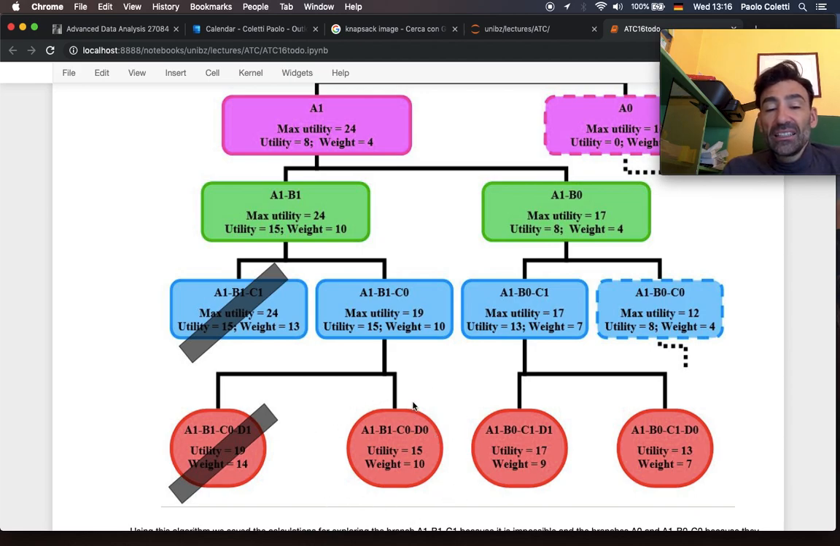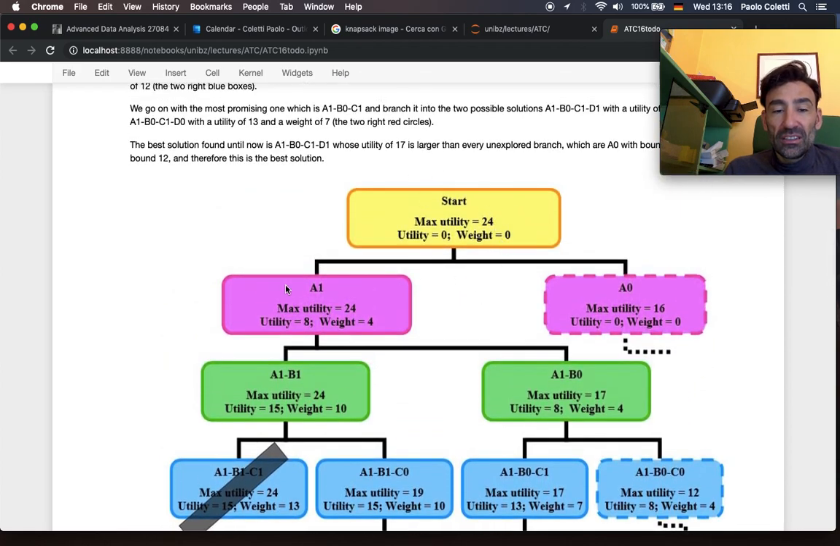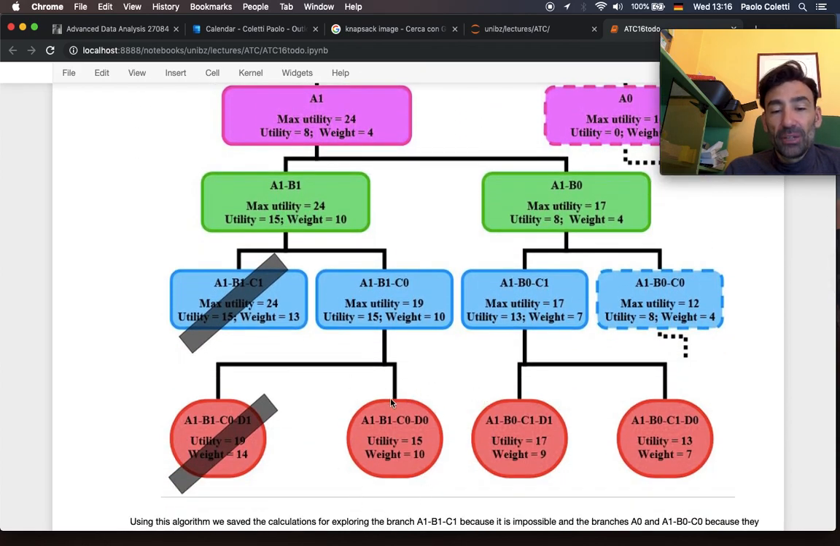Technically, this thing is called a leaf. This is a tree, this is the root, these are the branches, and this is a leaf, because you don't go any farther. You have taken a decision for all the items. So we have reached a leaf. So we have now a leaf with utility 15 and maximum utility 15. It's a leaf, so you don't have any open situation anymore.